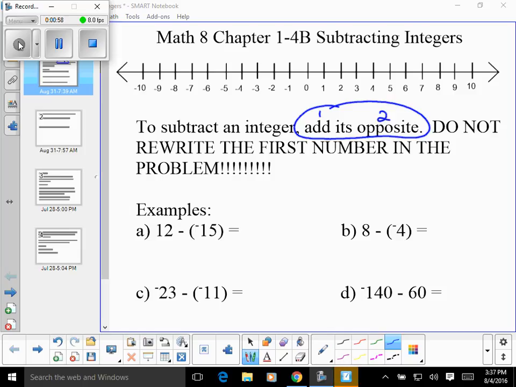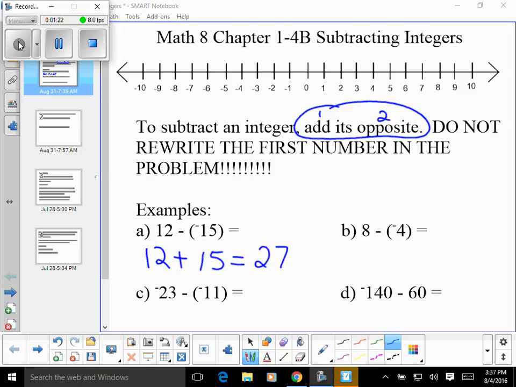So in example A, we are going to not change the first number, it's 12. Subtraction becomes addition. We have to change this negative 15 to a positive 15. Now we're adding two positive integers, 12 and 15. Our answer is positive 27.